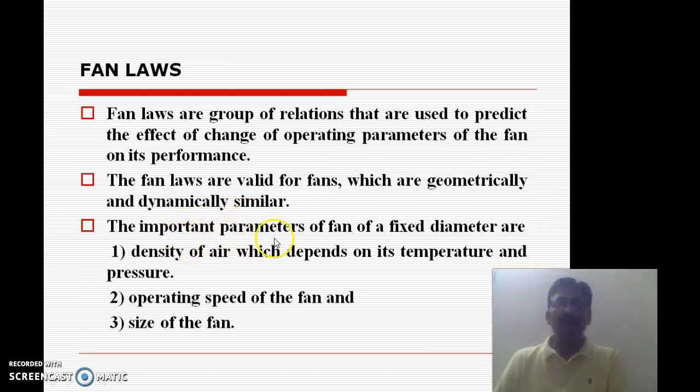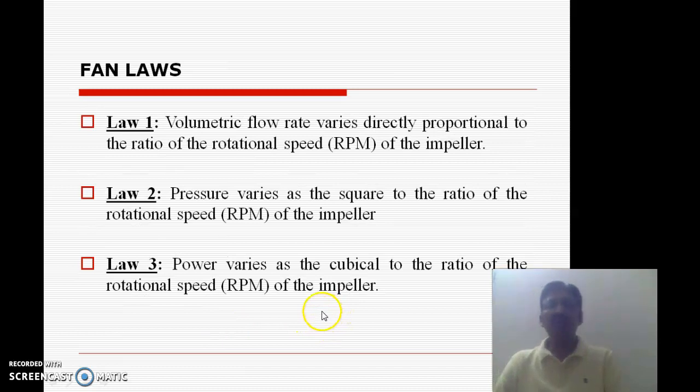The important parameters of fan of fixed diameter are density of air, which depends on its temperature and pressure, operating speed of fan, and size of the fan. So these three parameters are very important. So based on these, you can see the fan laws.